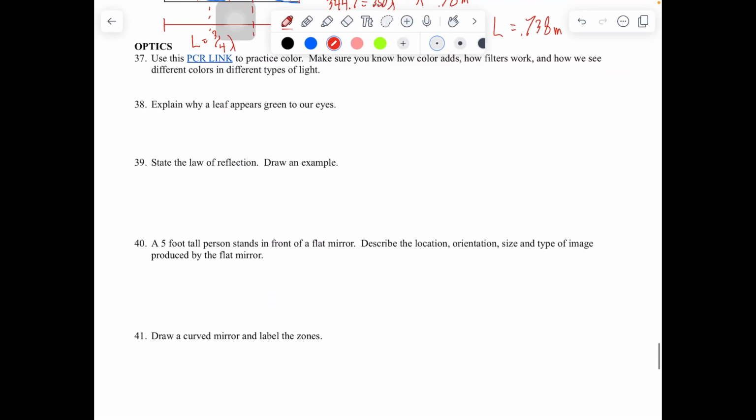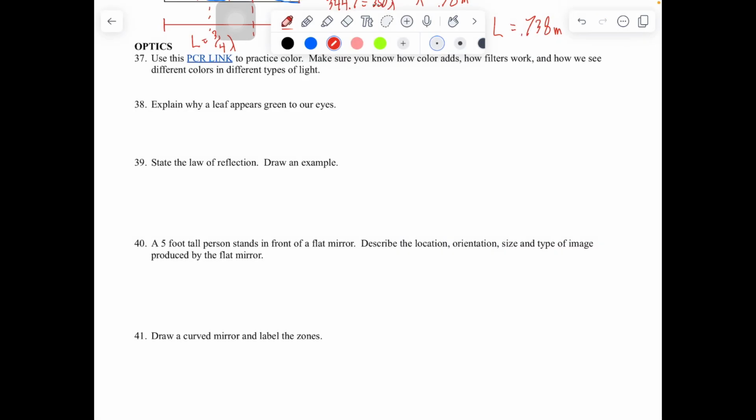Number 38, explain why a leaf appears green to our eyes. Well, does the leaf just emit green light naturally? No. The reason it appears green is because sunlight, or really any white light, is the three primary colors combined. When our eyes see white, it's really red, blue, and green all combined together. Leaves appear green because they are reflecting green light to our eyes.